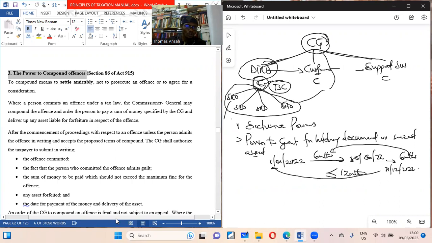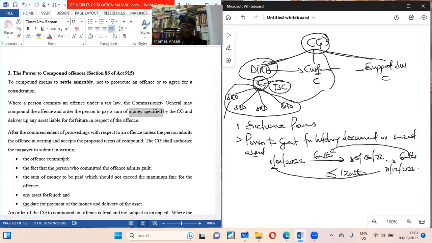What the law says is that when a person commits an offense under the law, the Commissioner General may compound, that is, settle the issue amicably with the person, requiring the person to pay an amount specified by the Commissioner General, or deliver up an asset for the forfeiture of the offense, the penalty or the punishment in respect of the offense.